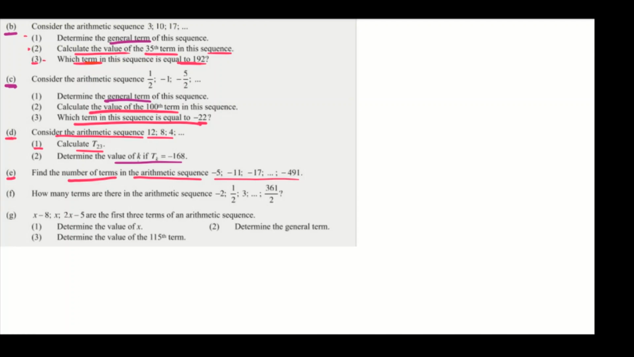Okay, so now we are going to do f, right? How many terms are there in the arithmetic sequence? So we are given the arithmetic sequence of minus 2, 1 over 2, 3, and then it ends at 3, 6, 1 over 2.